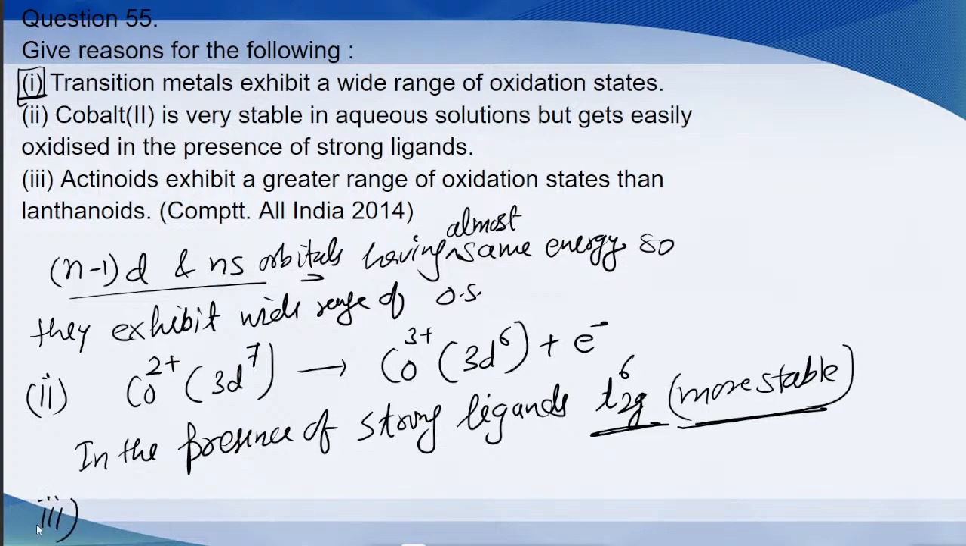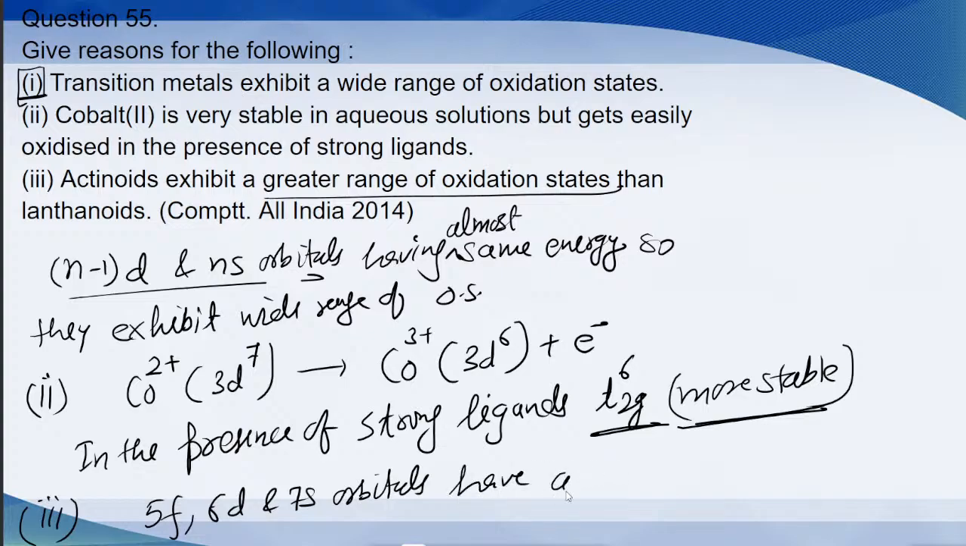Next, actinoids exhibit a large variation of oxidation states, a greater range of oxidation states, because 5f, 6d and 7s orbitals have almost the same energy. So they show a wide range of oxidation states. Okay.